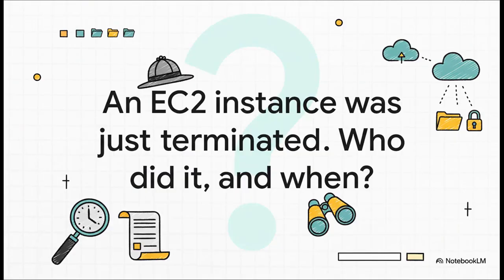Okay, so picture this. It's a totally normal afternoon. You're working away and boom, a critical EC2 instance, one of your key servers, just disappears. It's gone. Your heart sinks a little, right? Was it an accident, a deployment script gone rogue, or something else? You need answers and you need them like yesterday.